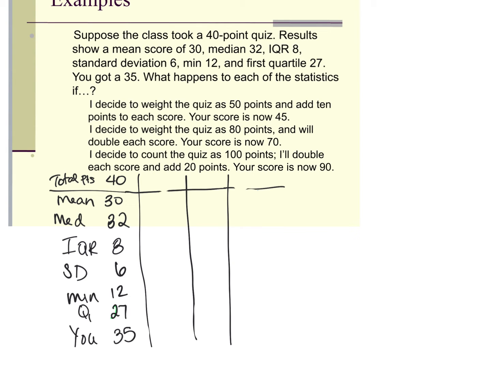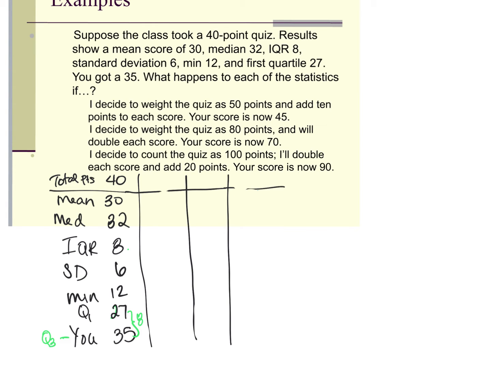Now here's an example of how we're going to apply that. Suppose we took a quiz and it was a 40-point quiz. The results show that the mean is 30, the median is 32, the IQR is 8, the standard deviation is 6, the minimum is 12, the Q1 is 27, and your score is a 35. The difference between the Q1 and your score is 8, which is the IQR, which means you are actually Q3. That's important to note because I want to show you when the IQR changes and when it doesn't.